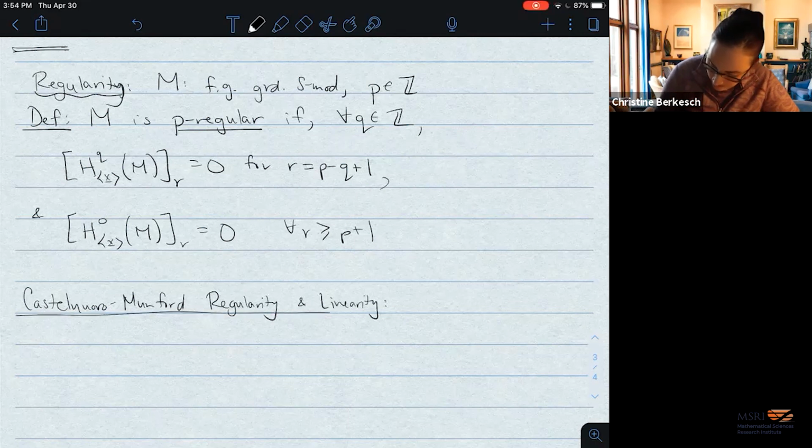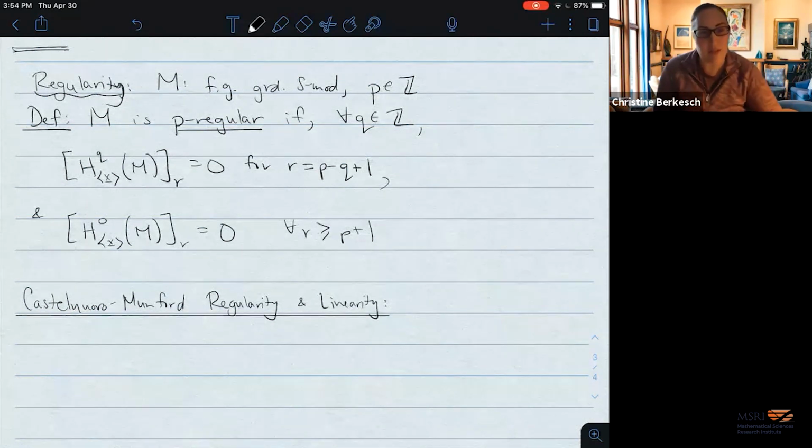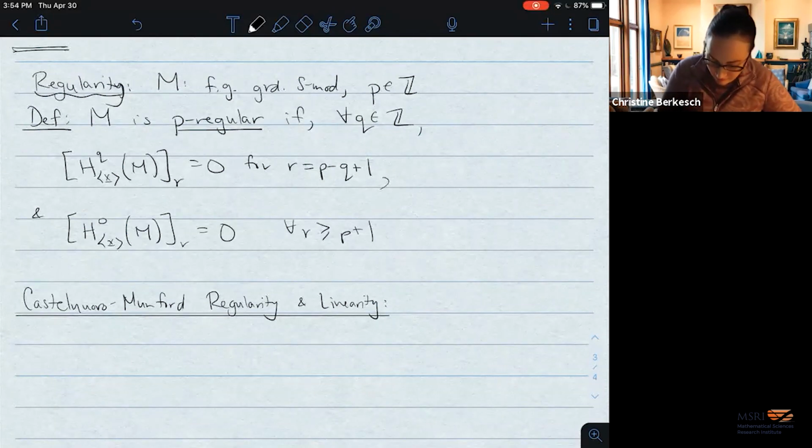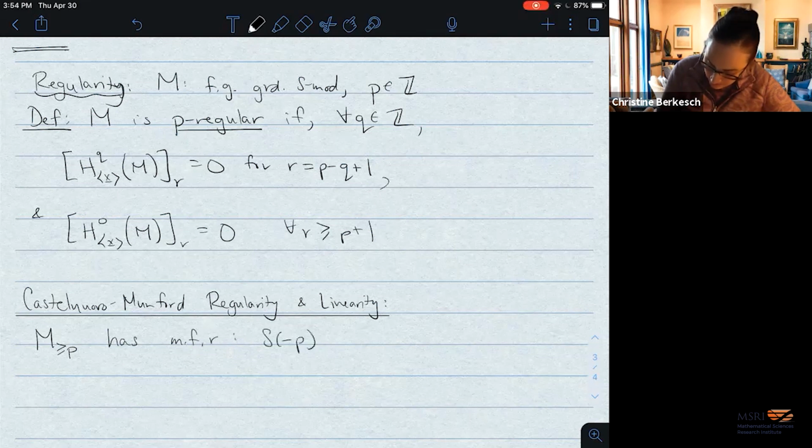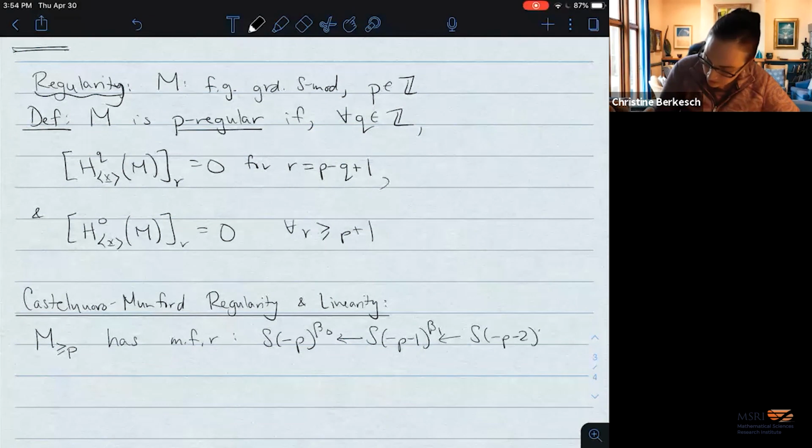And that's an equivalent way to think about what it means for a module to be p-regular in terms of the minimal free resolution. Right? So we can take the graded truncation of our module, looking at graded degrees p and above, and this has a minimal free resolution of the form. So we start here, and this is then a linear resolution. So this pattern continues as long as needed. And then this is equivalent to M being p-regular.